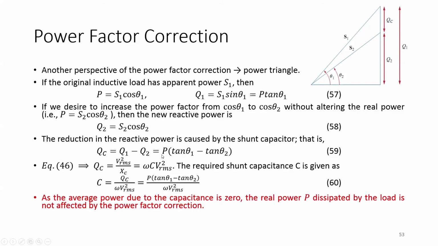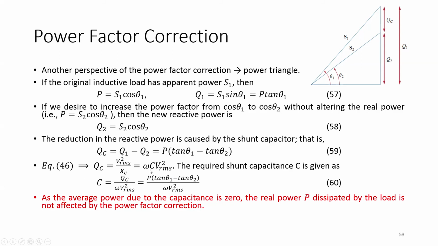Therefore, we can write this equation, and using equations 57 and 58, for Q2 we can also write P times tan theta 2, right? So we can take P common, and tan theta 1 minus tan theta 2 will appear like this.